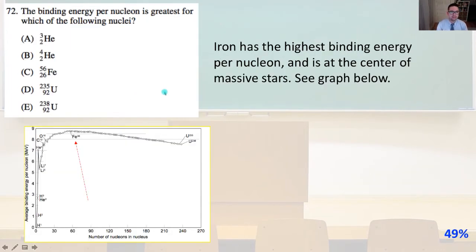Number 72, the binding energy per nucleon is greatest for which of the following nuclei? Iron has the highest binding energy per nucleon, and it's at the center of massive stars also. So here is a graph that gives you the binding energy per nucleon, and it is indeed iron, and that is answer C.